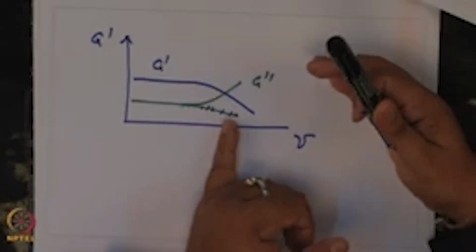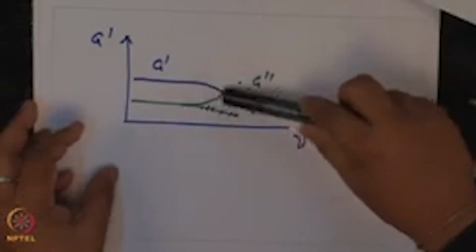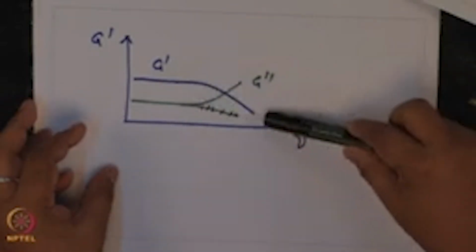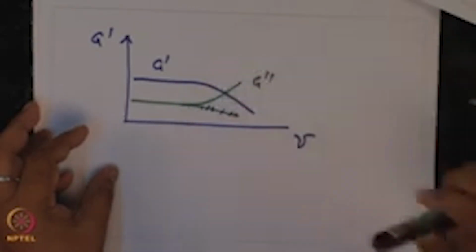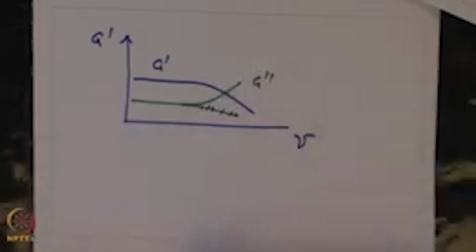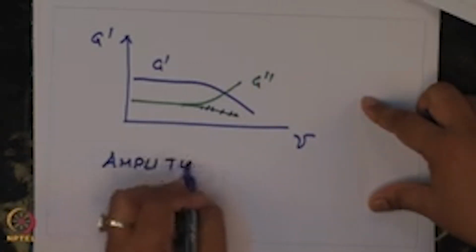This suggests that beyond a certain strain your network is starting to fall apart, okay, as a consequence of which your G prime value is decreasing and the material is getting more and more viscous, because of which G double prime is increasing. Okay. So, this experiment is called an amplitude sweep experiment.